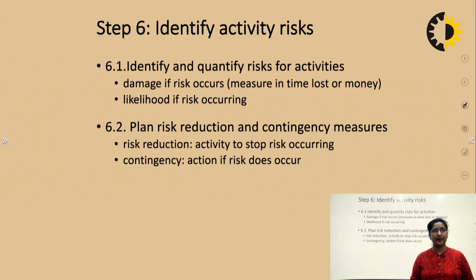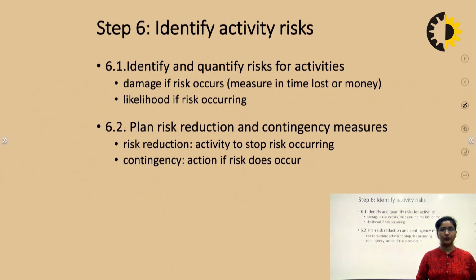After that, in the sixth step, we need to identify the activity risk. For that, we identify and quantify the risk for the activities. So if a risk occurs, what will be the extent of the damage that is going to be done? It is measured in the time lost or the money. So it is the likelihood of that particular risk occurring.